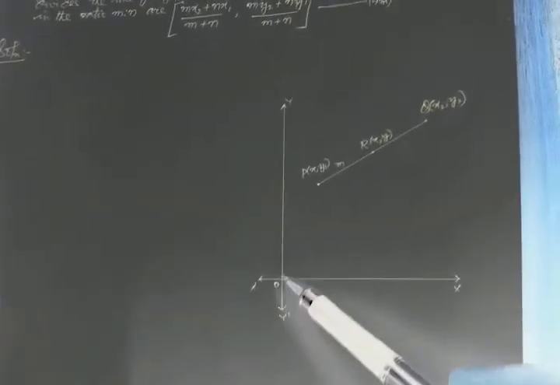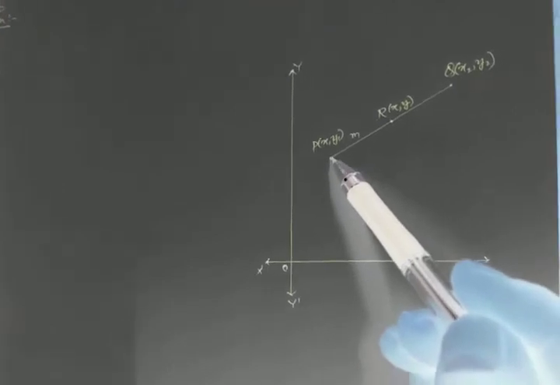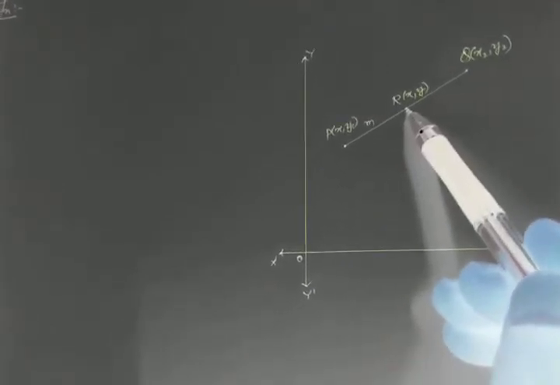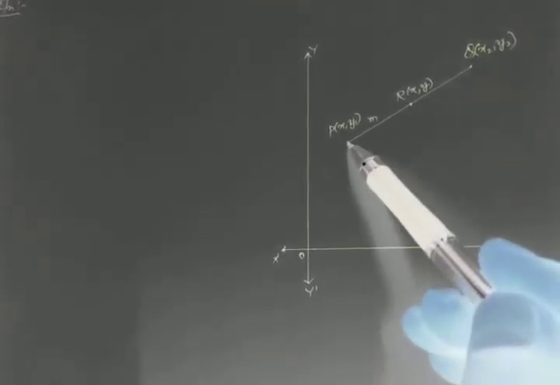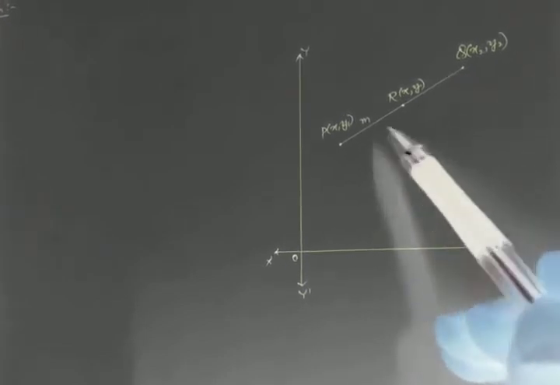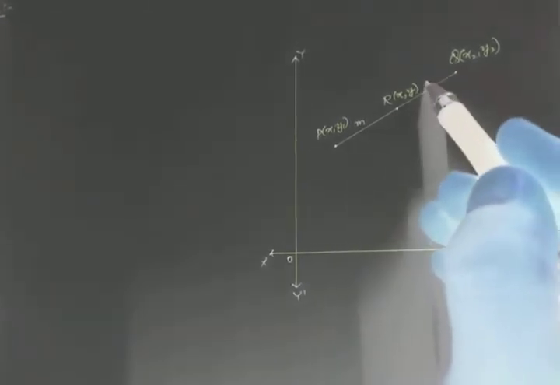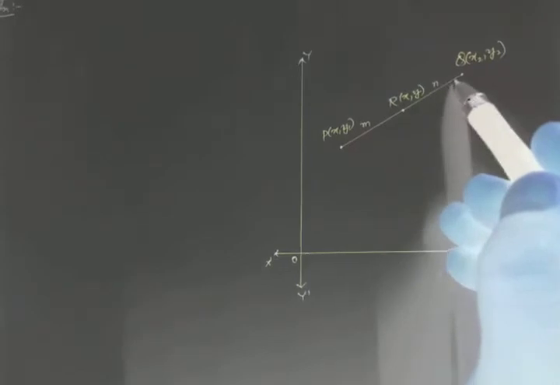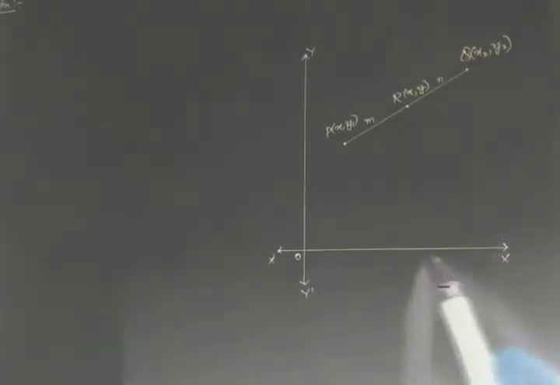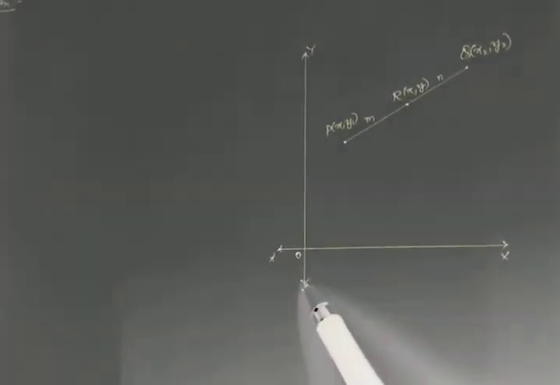So here, as in the given figure, we are considering that the point R divides the line joining P and Q internally in the ratio m is to n, and that these points are on a coordinate plane, X'OX and Y'OY.